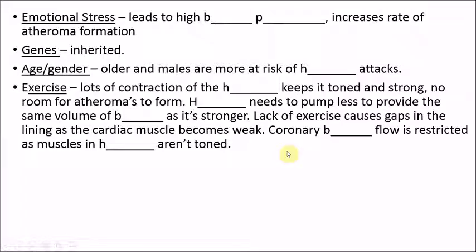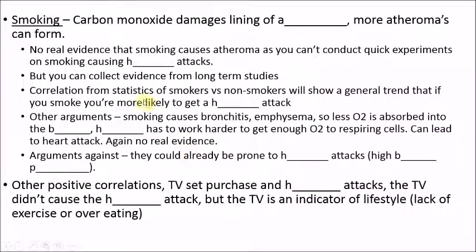Vice versa, lack of exercise causes gaps in the lining as the cardiac muscles become weak, and therefore atheromas can be caused in those gaps, and coronary blood flow is restricted in muscles because they're not toned. Smoking. Carbon monoxide damages the lining of arteries, so more atheromas can be made.